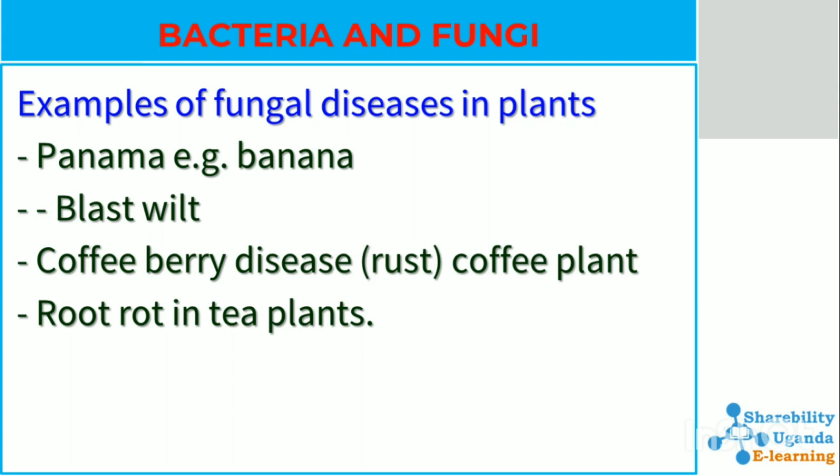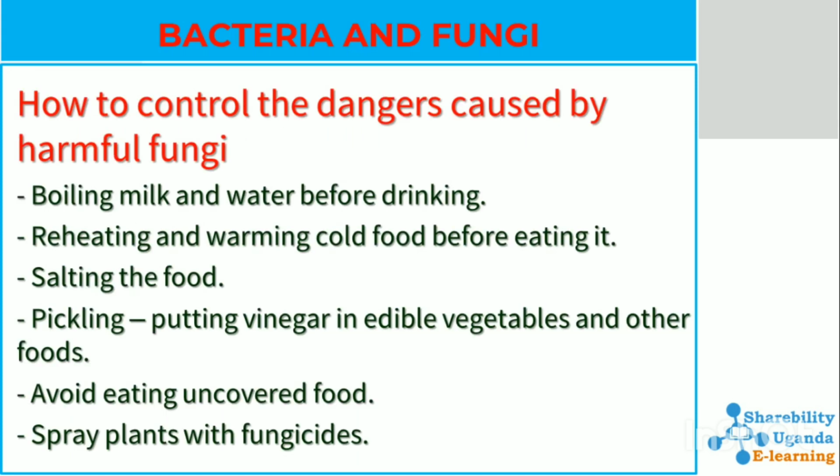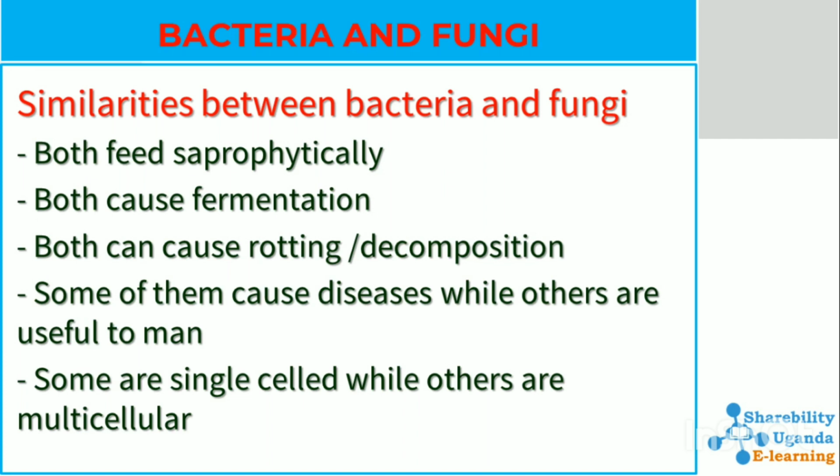Examples of fungal diseases in plants: we have Panama disease in bananas, blast in wheat, coffee berry disease, root rot in tea plants. How to control the dangers caused by harmful fungi: boiling milk and water before drinking, reheating and warming cold food before eating it, salting the food, avoiding eating uncovered food, spraying plants with fungicides. That is how we can prevent dangers caused by harmful fungi.